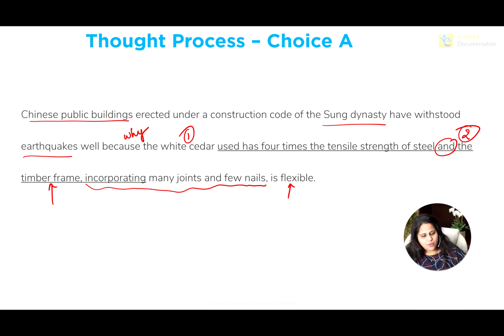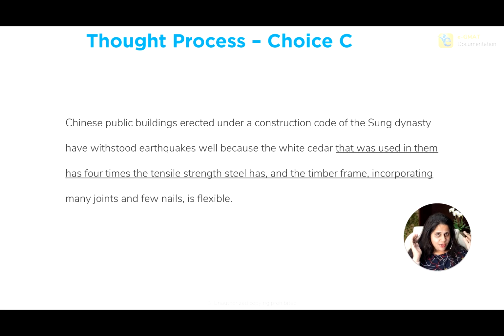Okay, now you go to choice C. Again, we are talking about the thought process of the majority of you, right? Choice C, what's going on? You focus on the underlined portion because you know what's going on in the non-underlined portion. That used in them has 4 times the tensile strength steel has. Now, you know that there is a comparison here. So you look at this and you say, oh, this seems like a better comparison. I have "has" on both sides. So this seems to be a better worded choice. Everything else is the same. Timber frame is flexible. So yeah, we are good. So you select choice C as the correct answer and you move on.